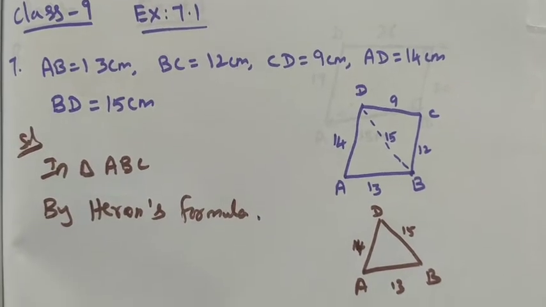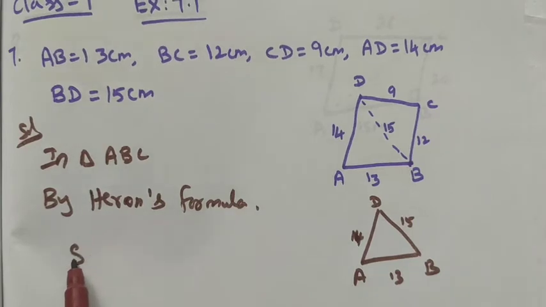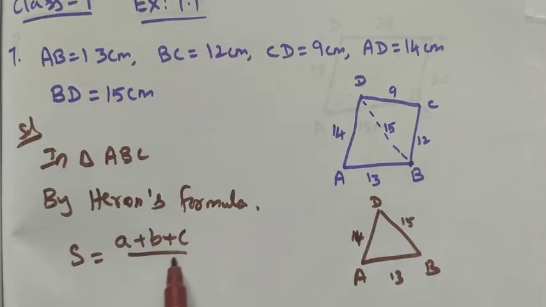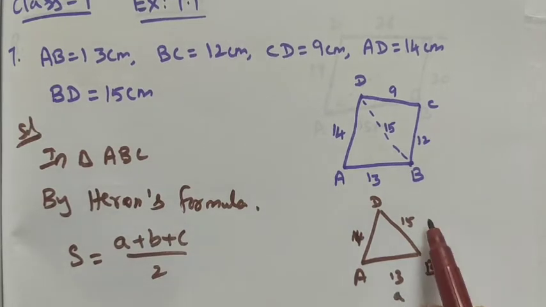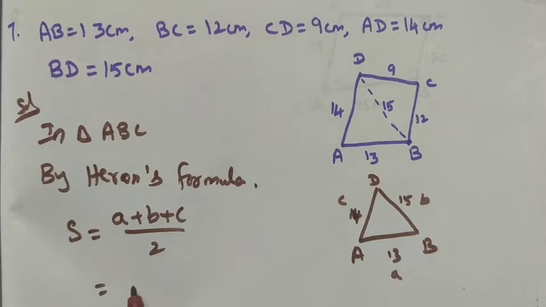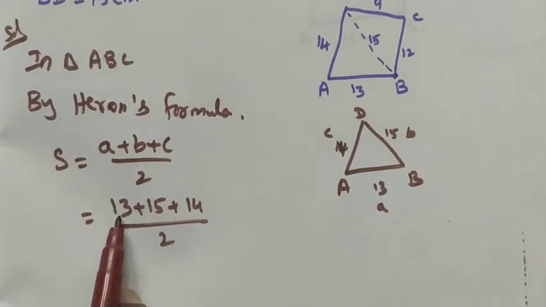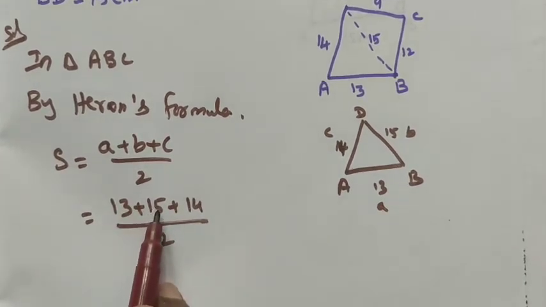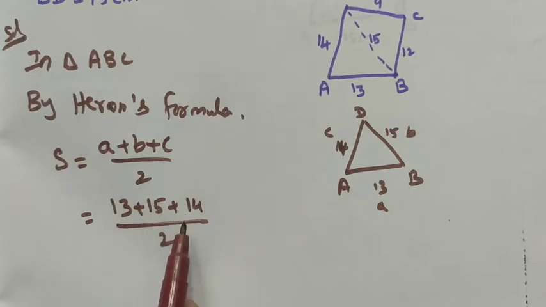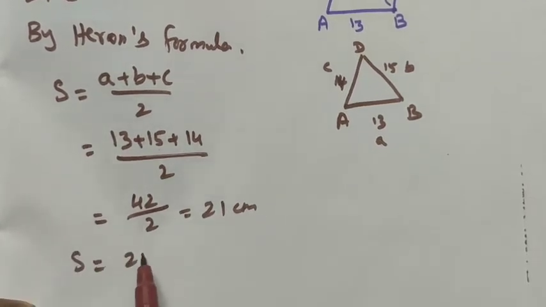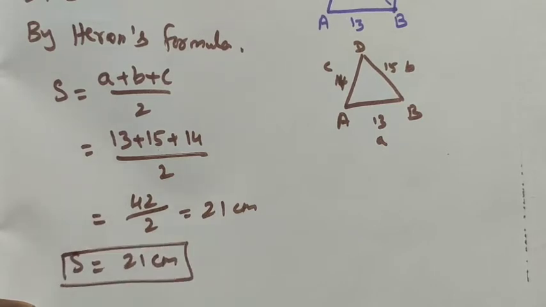First we want to find out the semi-perimeter of the triangle. So S we want to find out. S is the semi-perimeter. Semi-perimeter formula is A plus B plus C divided by 2. Here let me take this as A, this is B and this is C. Now 13 plus 15 plus 14 divided by 2. So 13 plus 15 is 28, 28 plus 14 is 42. So 42 divided by 2 is equal to 21 centimeter. Therefore S is equal to 21 centimeter.